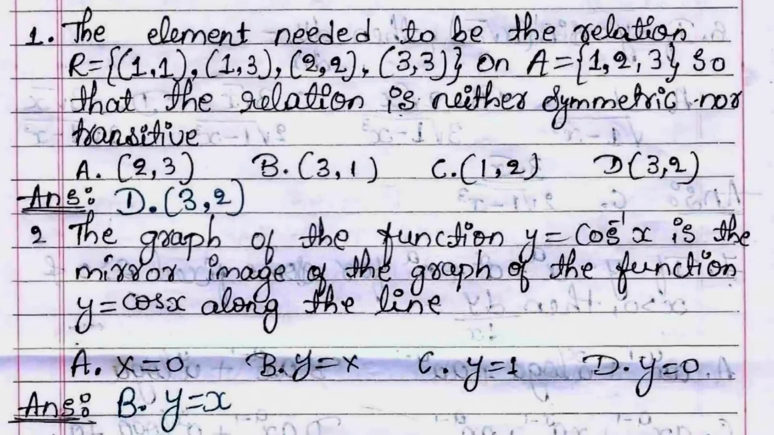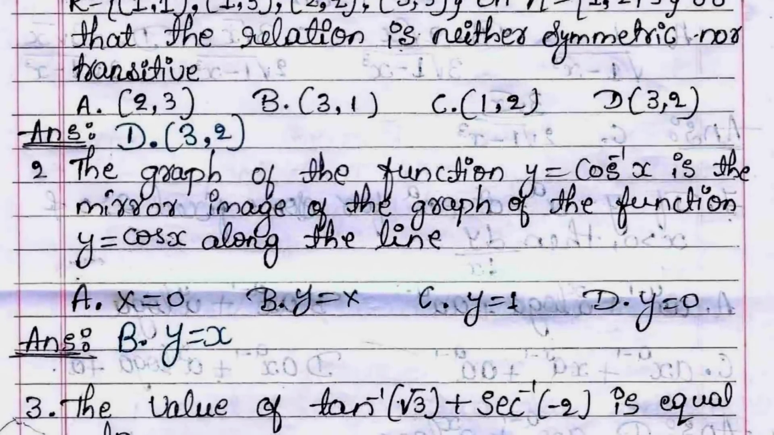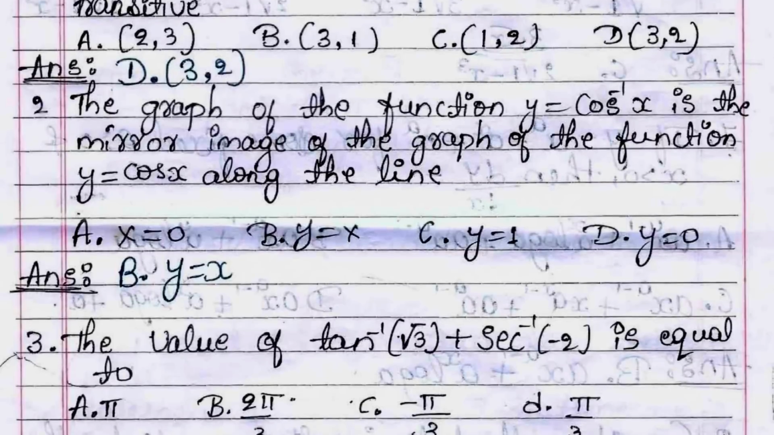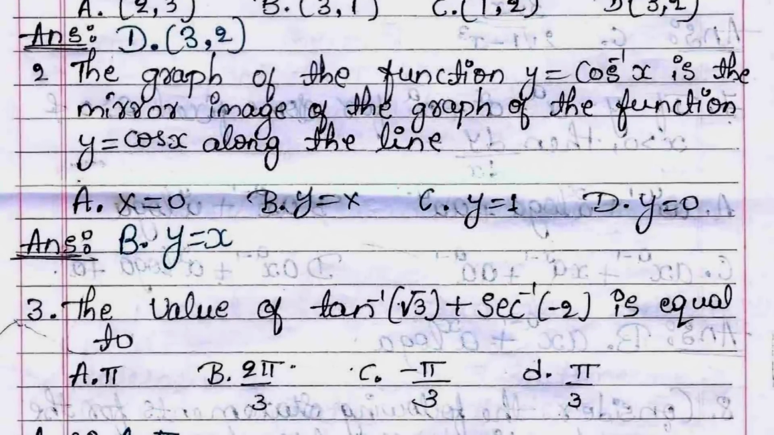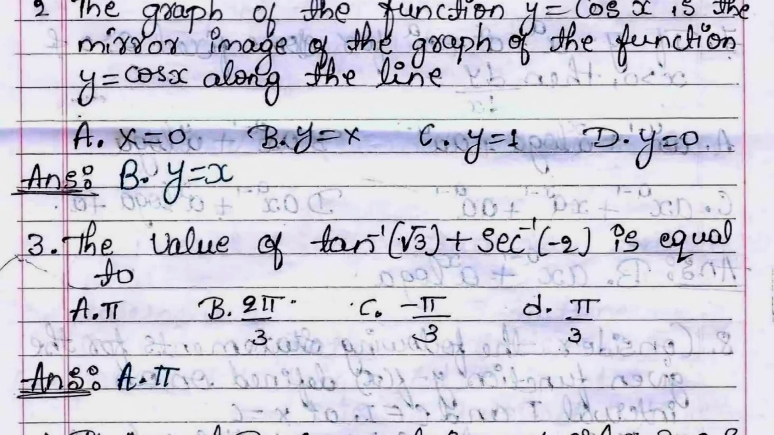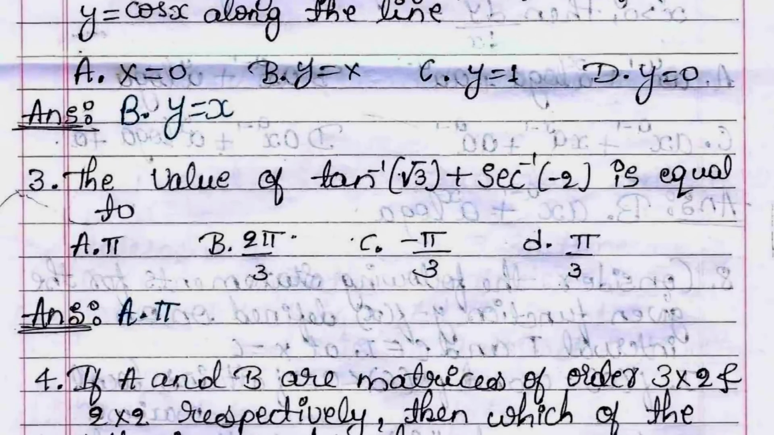Second, the graph of the function y = cos inverse x is the mirror image of the graph of the function y = cos x along the line: A x = 0, B y = x, C y = 1, D y = 0. The answer is B, y = x.